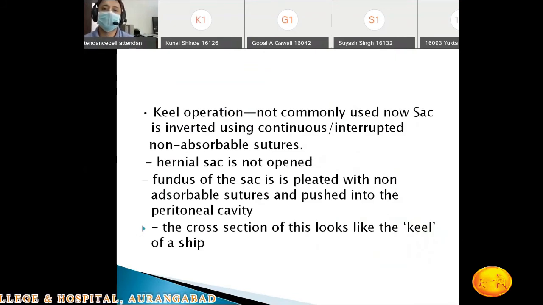And there is the Keel operation, not commonly used now. The sac is inverted using continuous interrupted non-absorbable sutures. The hernial sac is not opened. The fundus of the sac is knitted with non-absorbable sutures and pushed into the peritoneal cavity. The cross section of this looks like the keel of a ship, so it is called the Keel operation.